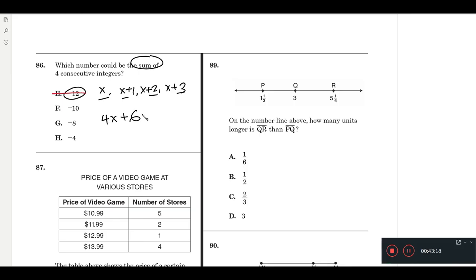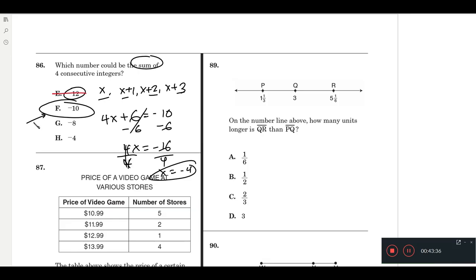What about negative 10? Minus 6, it's negative 16. If we do that, negative 4, yes, this one works. So the numbers are negative 4, negative 3, negative 2, and negative 1. So this is correct. Guys, test out negative 8. Does negative 8 also work? Test it out. No, they don't work at all.